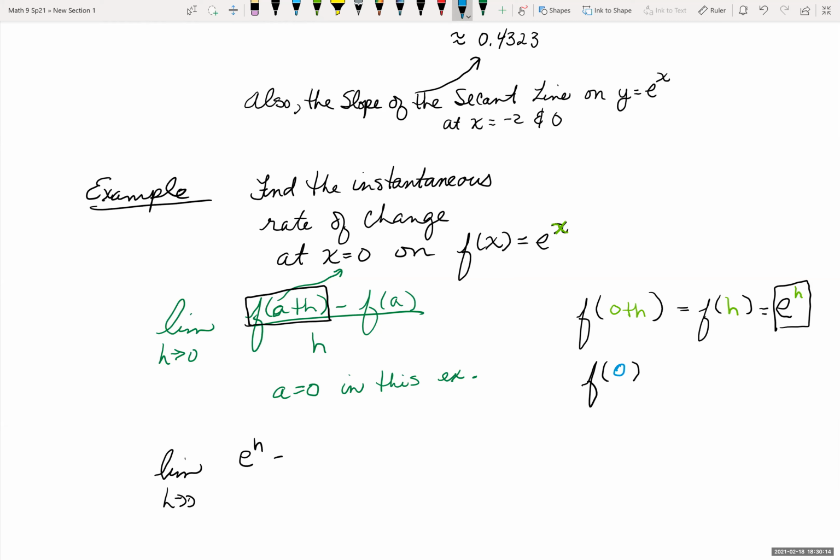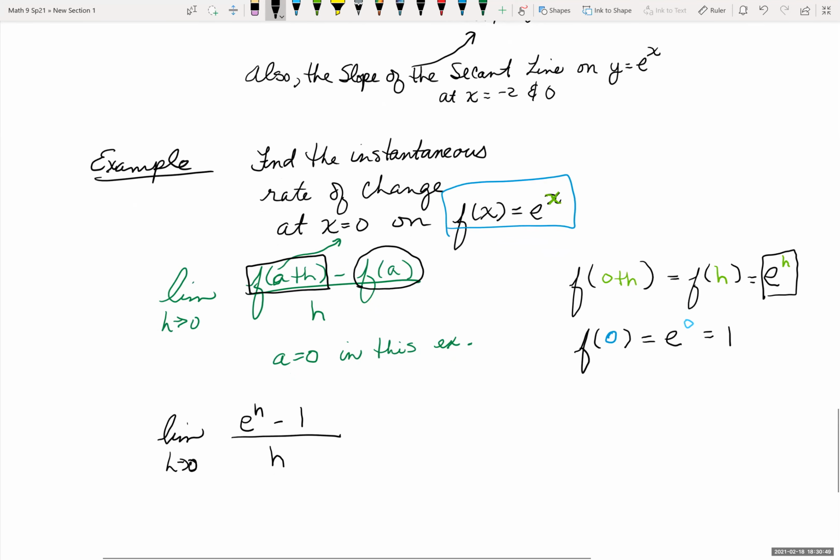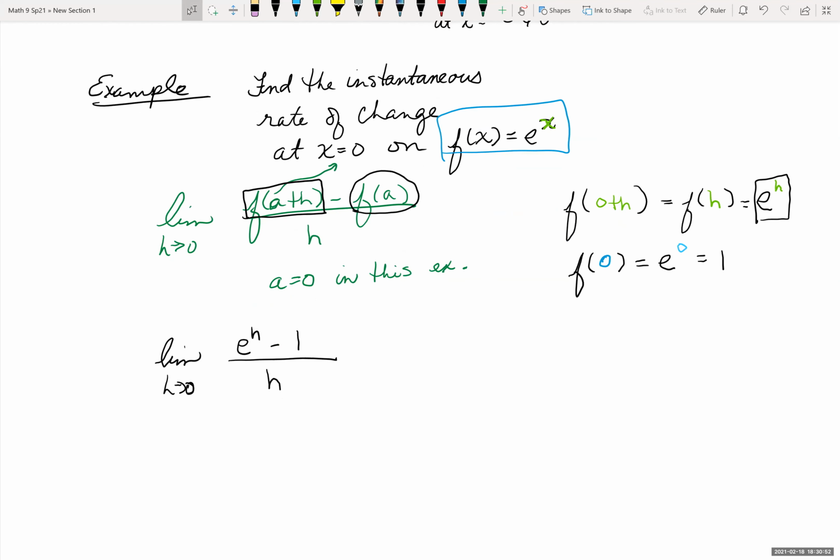So we're going to go in, and wherever we see an x in our function, e to the x, we're going to replace the x with a 0. So we have e raised to the 0 power, which we talked about, e to the 0 is 1. So minus this f of 0, which we just said was 1, all over this value h. Okay, so this is finding the instantaneous rate of change when x is equal to 0.